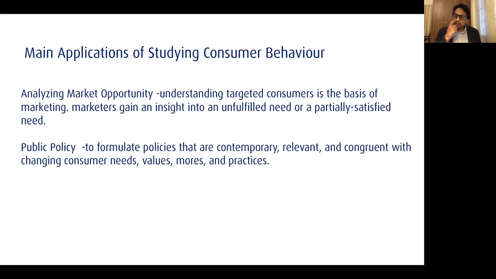Now, consumer behavior is not only important from a marketing point of view for people who are selling products and services, also from a public policy point of view. This is where the governments, let's say they're implementing a new policy, they would have to develop policies that are contemporary, first of all, which is new age, which reflects today's aspirations and needs, which are relevant and which are congruent with the changing consumer needs, values, and practices.